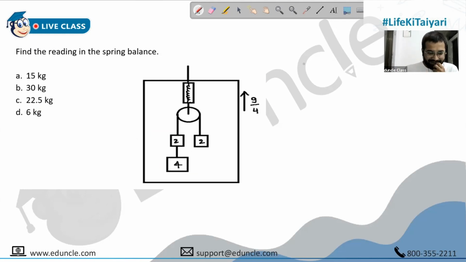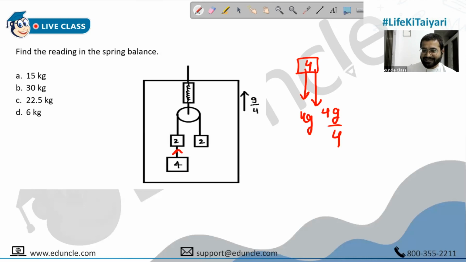Okay, so let's do this, people. So what do we have? Let's start with this 2 kg. No, let's start with 4 kg first of all. I've got 4g in the downward direction, and now there will be a pseudo force, people. What will be the pseudo force? Mass into acceleration. The acceleration is g by 4. So this pseudo force, which is mass into acceleration, is 4 into g by 4, people.